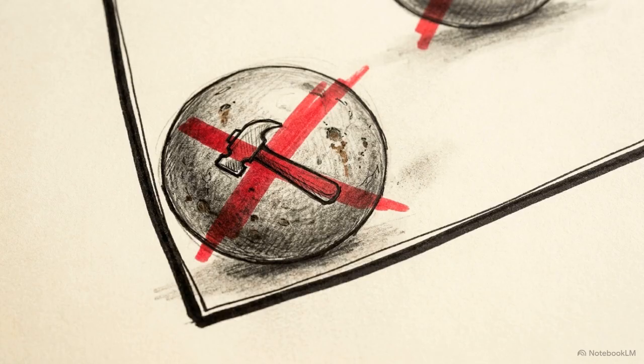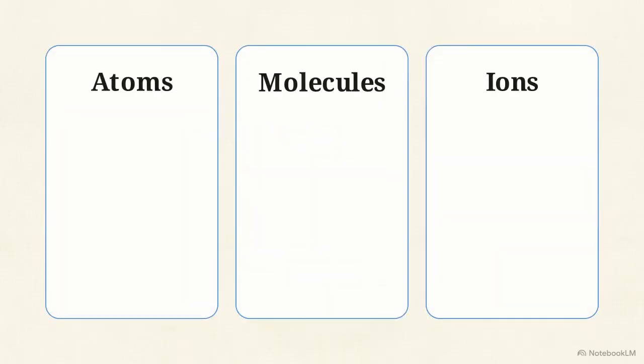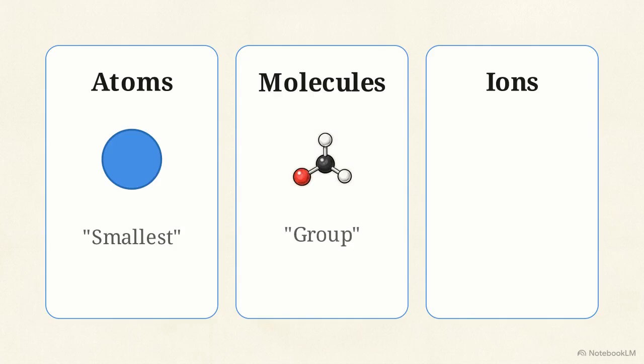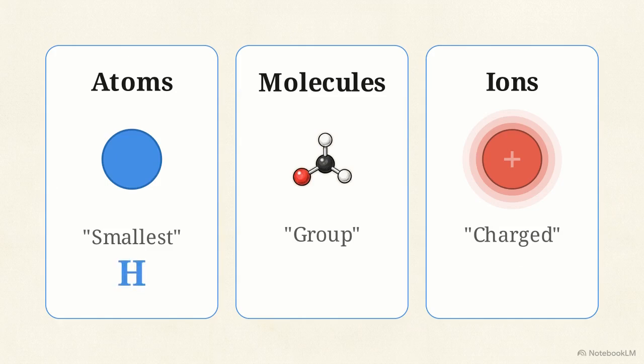Moving to Quadrant 3, summarize Dalton's atomic theory. His central postulate is that matter is composed of indivisible atoms that cannot be created or destroyed. Next, we need to define the 3 types of particles you will work with: atoms, molecules, and ions. Use these shorthand descriptions. An atom is the smallest unit, a molecule is a group of atoms, and an ion is simply charged. Attach an example to each.